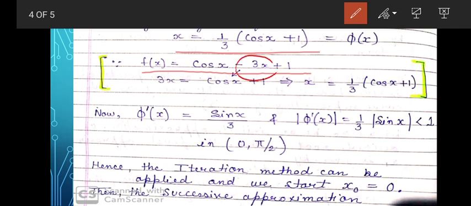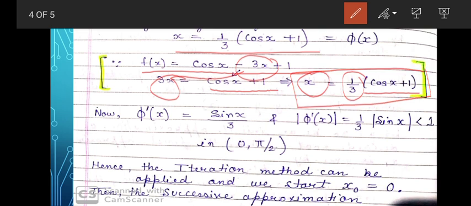So if we keep 3x here, we will place it here, and then we will be left with cos x plus 1. If we have to find the value of x, this 3 is in multiplication, so it will come to this side, and it will become 1 by 3 cos x plus 1. So x is equal to 1 by 3 cos x plus 1. This is the value of x.